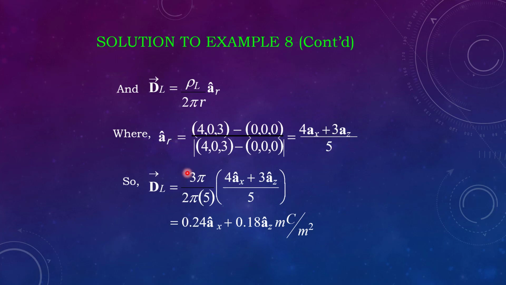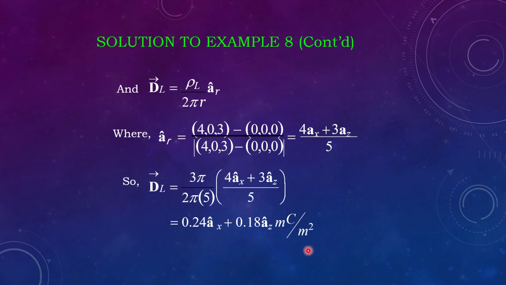Now we put this ar cap in, and r bar is the distance, which is 5. So 3 pi into 10 raised to minus 3, the milli can be kept as it is, divided by 2 pi into r into ar cap. After solving this, we get 0.24 ax cap plus 0.18 az cap millicoulomb per meter square.